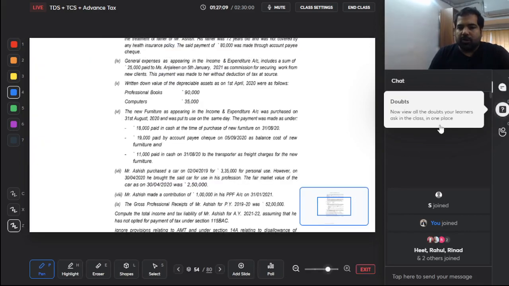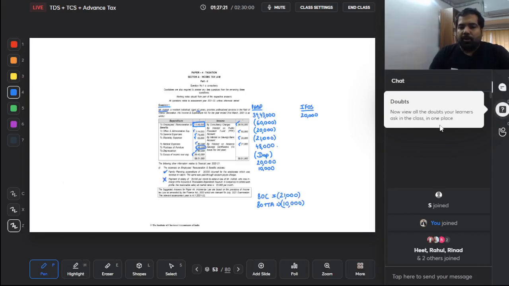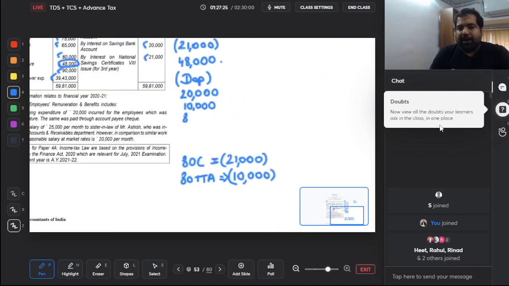Lots of adjustments. Please be very patient. Medical expenses of 80,000 as appearing in the income and expenditure was expense for treatment of a father. Because if it's father's treatment and you've debited it here, first you should add it back. So I'm adding 80,000 back.